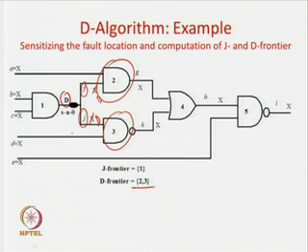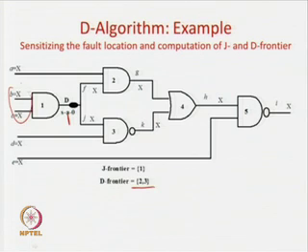Now you see the J frontier. You know that this is D, so this value has to be a 1 over here. What is the definition of a J frontier? A J frontier is a gate whose output is known, 0 or 1, but whose inputs are X. So this output is D, which means you have to apply a 1, but the inputs are X. So by backward implication you have to justify how you can get a 1. So this gate number 1 will be a part of the J frontier.